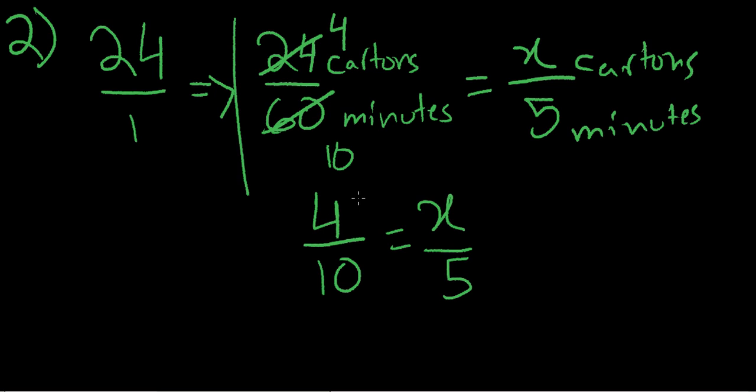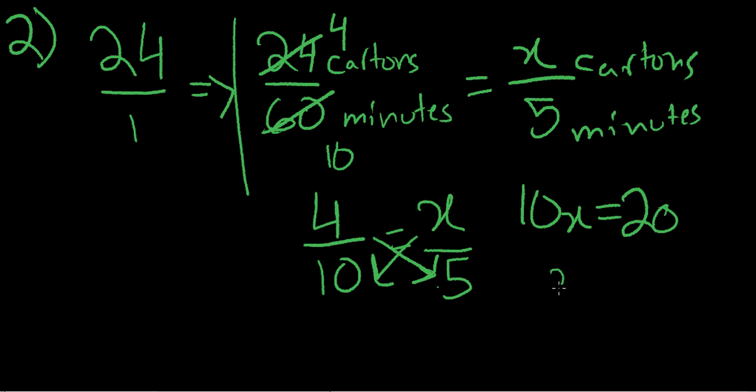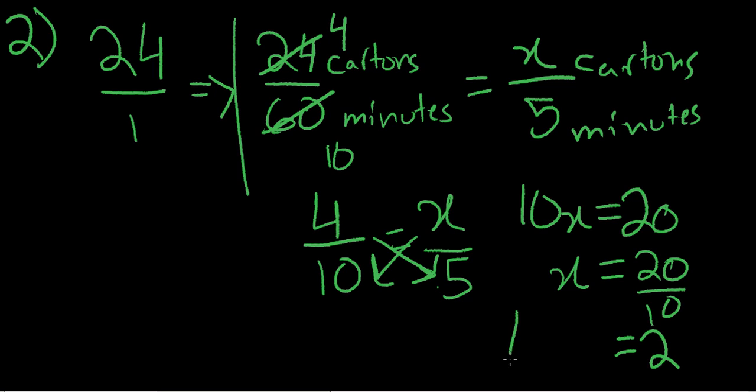So now we just cross multiply. 10x is equal to 20, and x is equal to 20 divided by 10, which is just equal to 2. So at the rate given, 2 cartons are filled by the machine in 5 minutes. That's choice A.